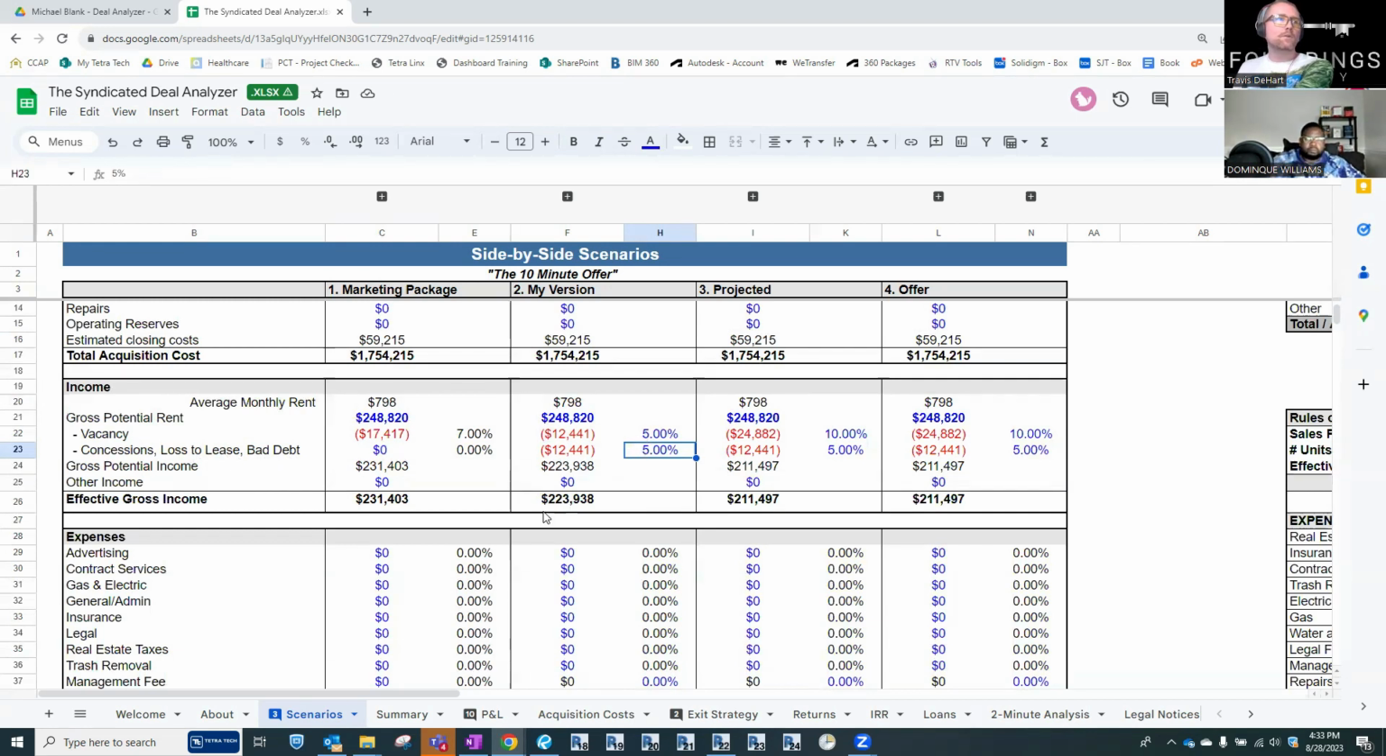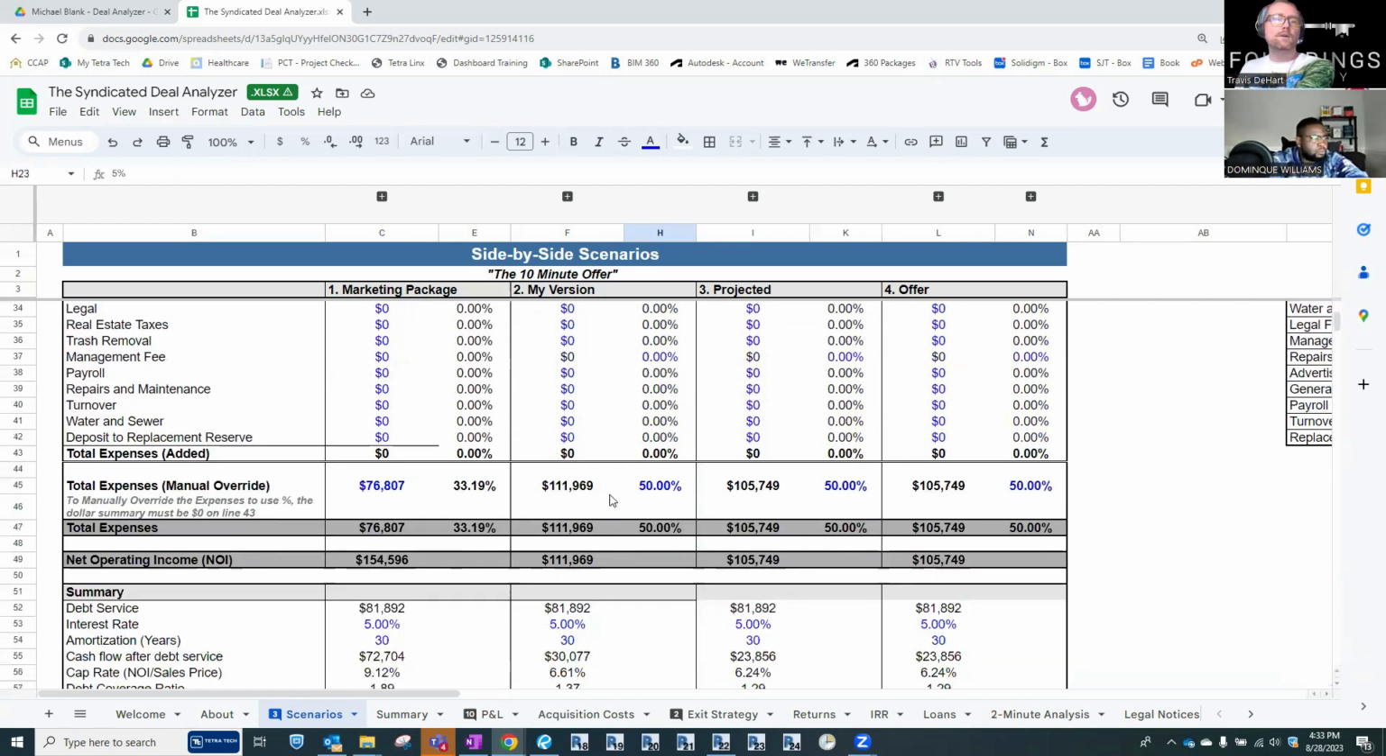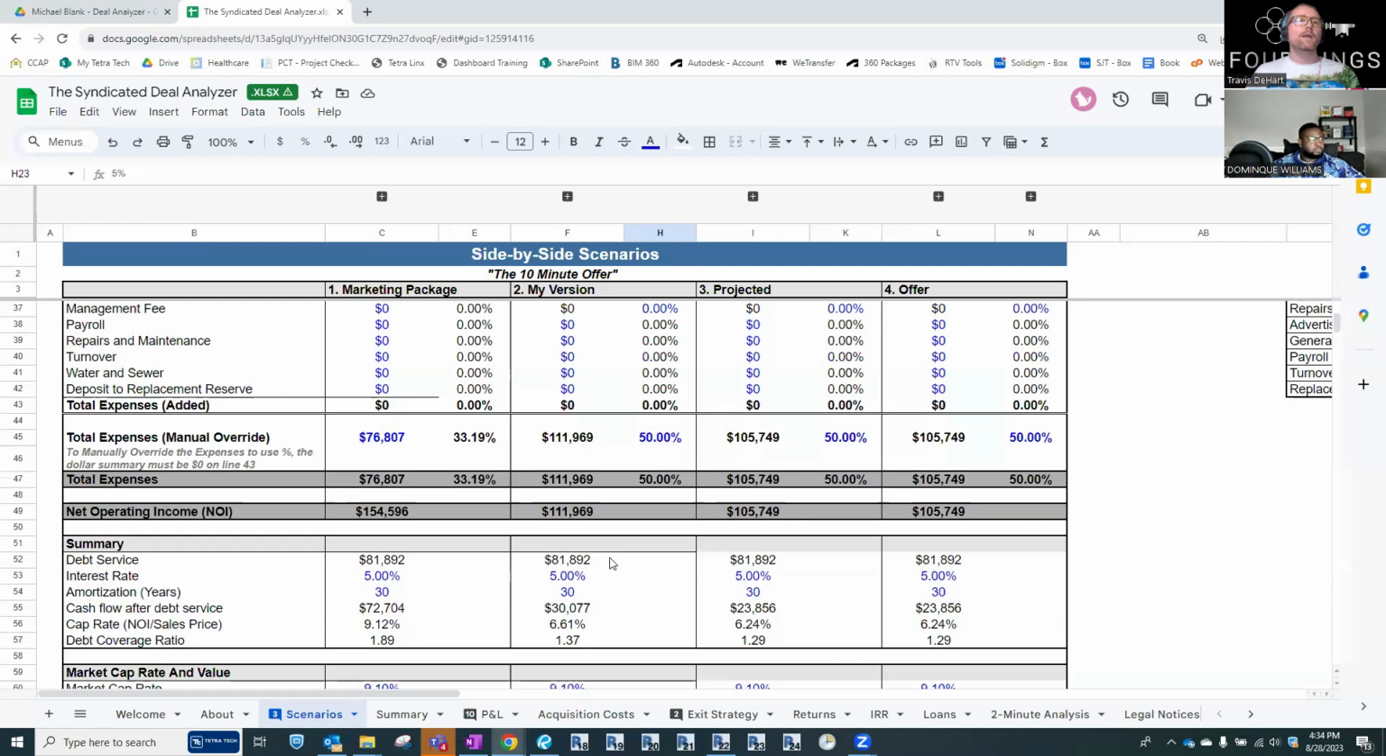So that right there, you'll notice that affected our effective gross income. And so we're going to come down here as well. And part of our projection is here's that 50% that I was talking about. And you can see a difference in our net operating income, where they're saying that the net operating income is $155,000 a year, versus our projections of $111,000 per year. So significant difference right there.